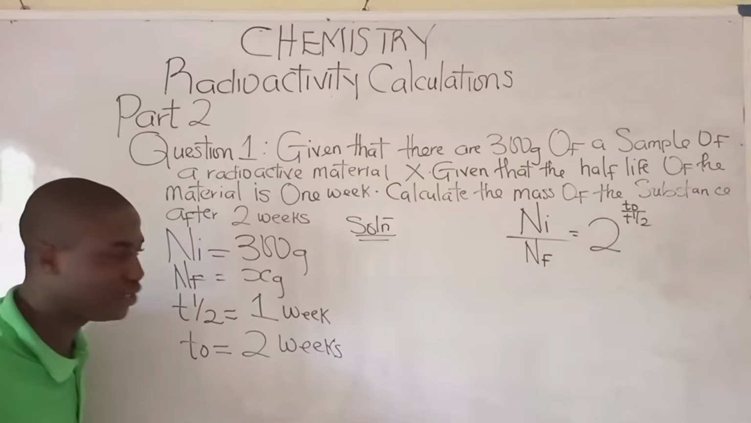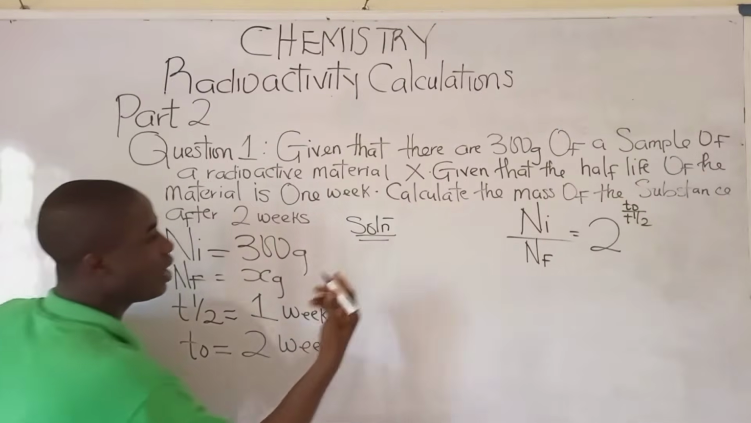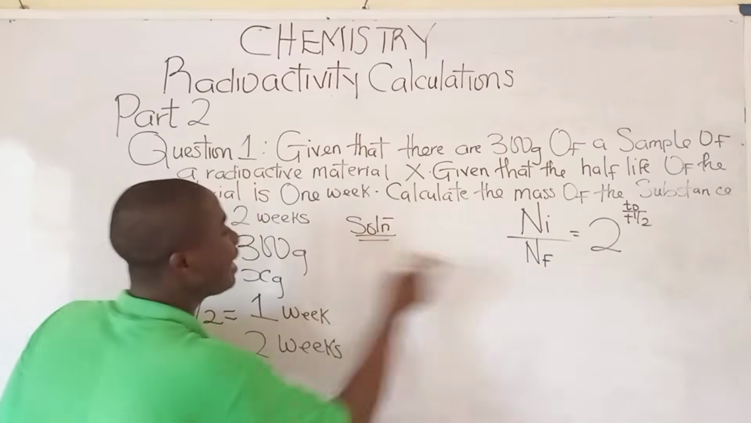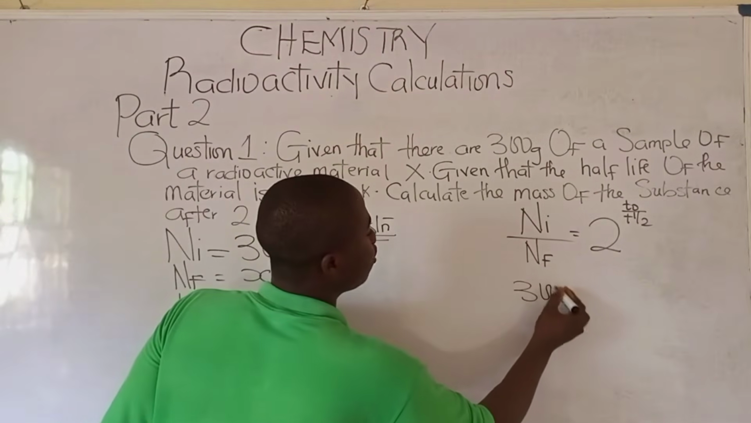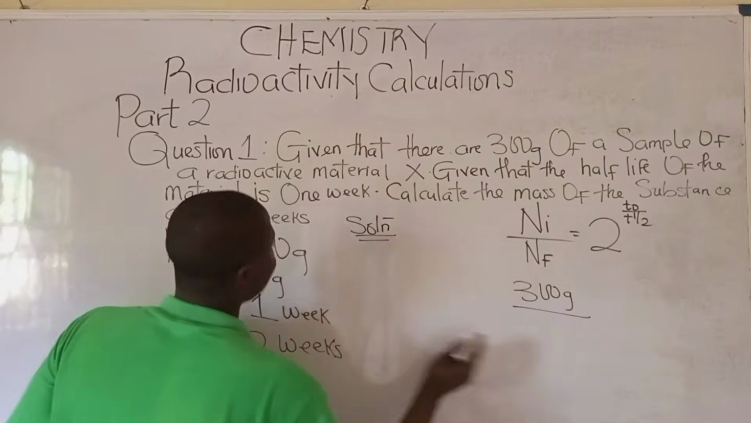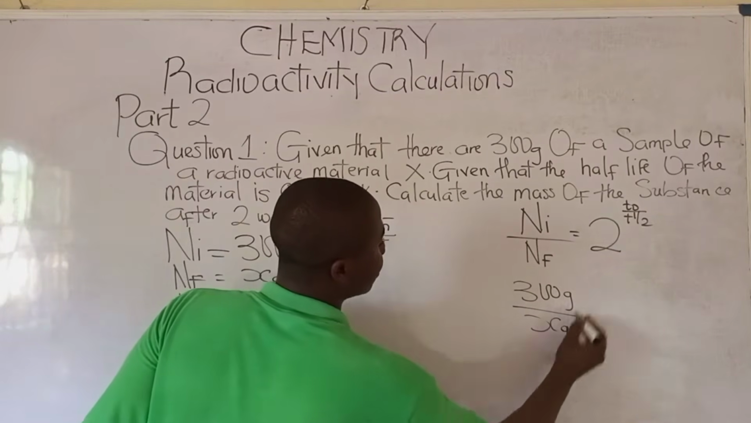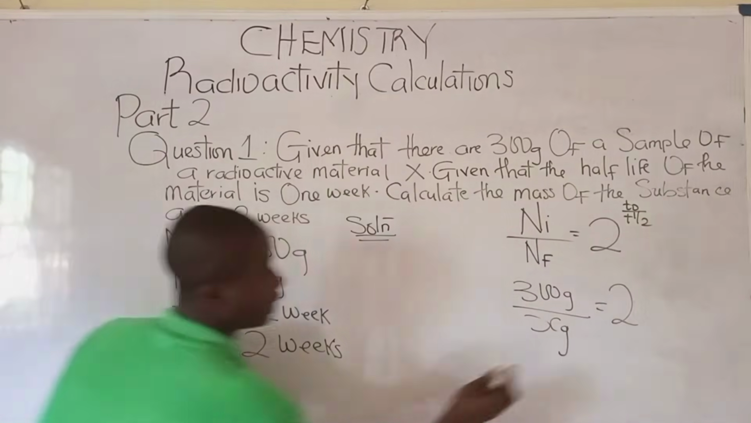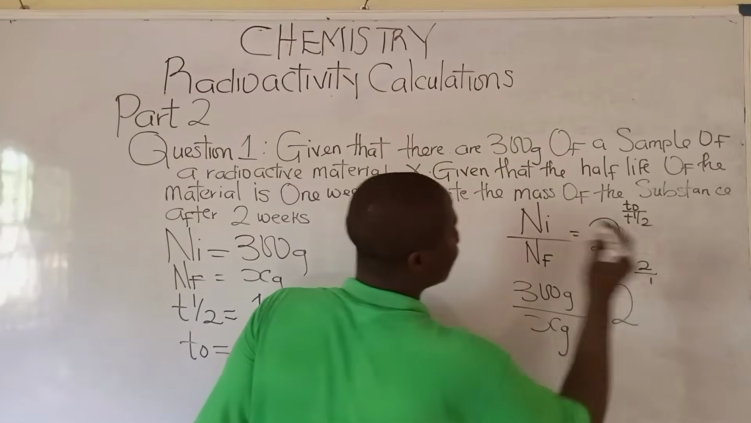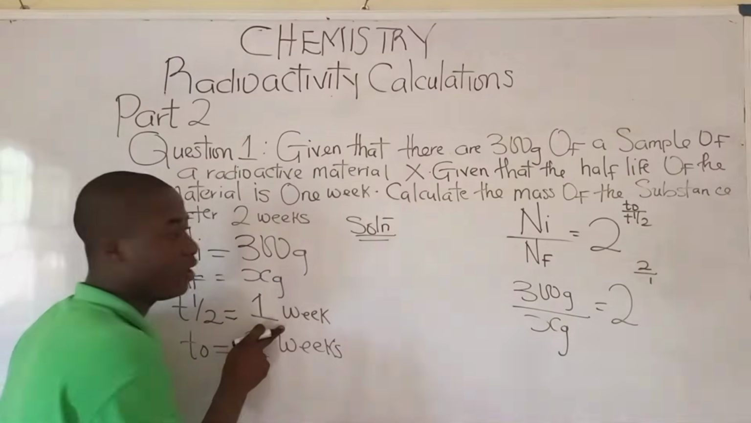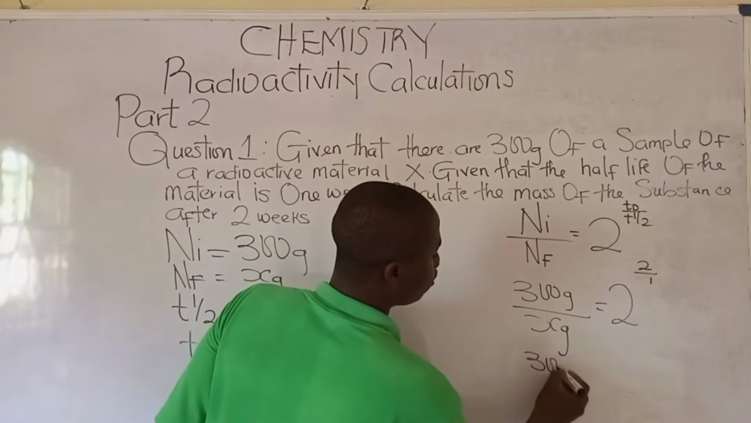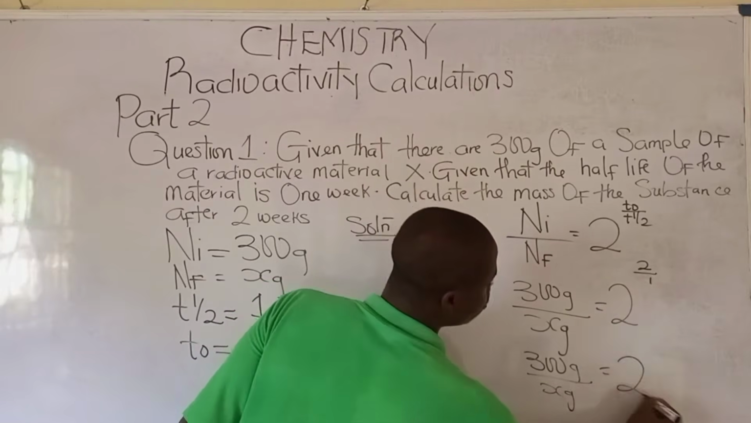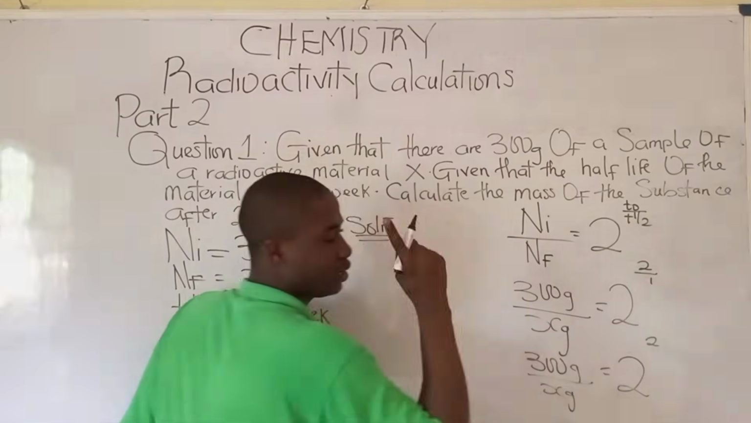So what do we do? Very easy. We just input all of this into the formula. And the formula is Ni over Nf is equal to 2 raised to the power T naught over T half. So Ni, which is 300 grams, all over Nf, which we're asked to get, which is X grams, is equal to 2 raised to the power T naught. What's our T naught? 2 weeks, over 1, which is our half-life. So 300 grams all over X grams is equal to 2 raised to the power 2, because 2 over 1 is 2.